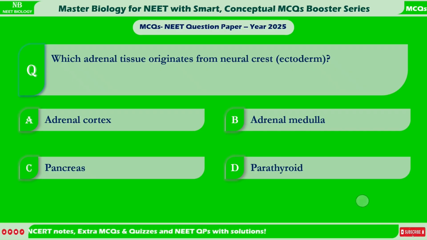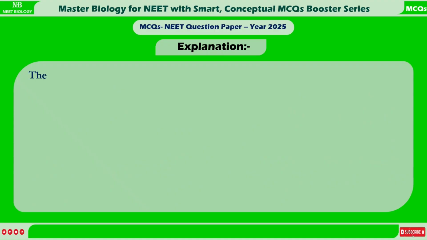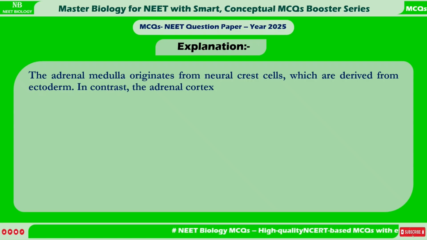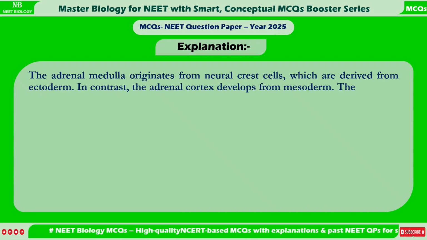Correct answer is B. Adrenal medulla. Explanation: the adrenal medulla originates from neural crest cells, which are derived from ectoderm. In contrast, the adrenal cortex develops from mesoderm.